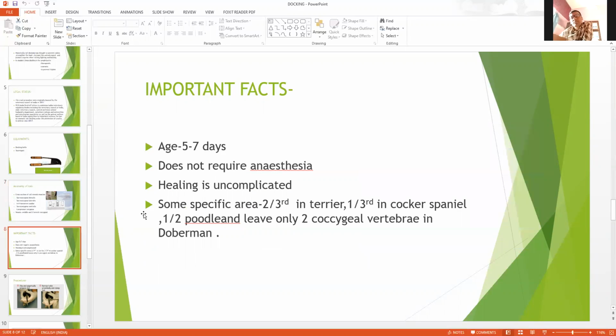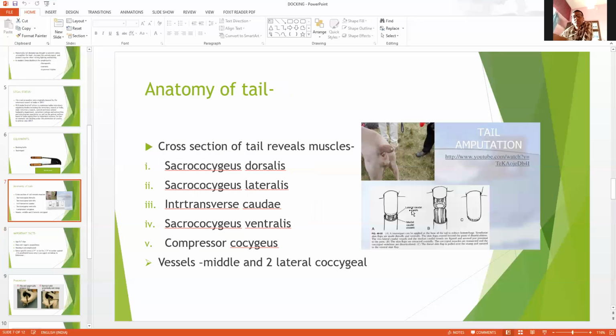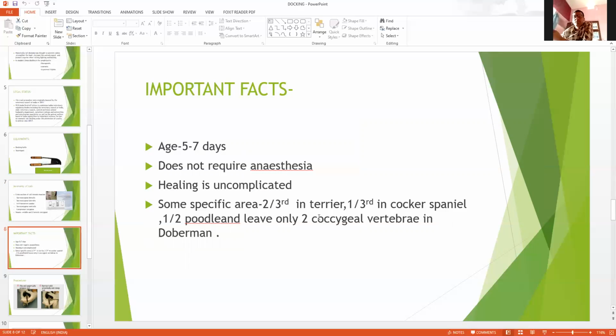Age: the recommended age is 5 to 7 days. Up to 10 days is sufficient, but sometimes what happens? The owner comes after 1 month. So perfect ligation should be done for the lateral caudal vessels, the medial caudal vessel, and the medial coccygeal vessel. Healing is uncomplicated. Sometimes the animal always moves the tail, so there are sometimes complications regarding wound healing.